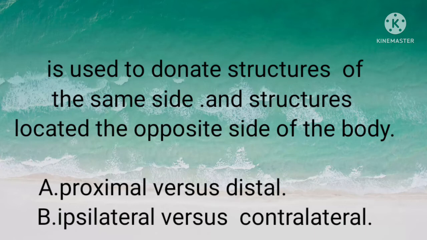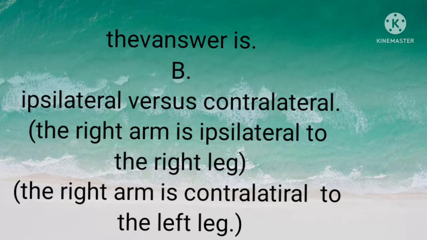Blank is used to denote structures of the same side and structures located on the opposite side of the body. A. Proximal versus distal. B. Ipsilateral versus contralateral. The answer is B. Ipsilateral versus contralateral. The right arm is ipsilateral to the right leg. The right arm is contralateral to the left leg.